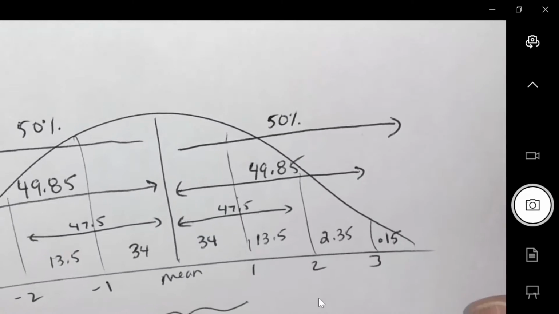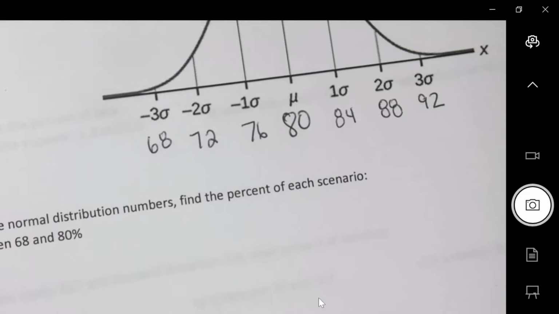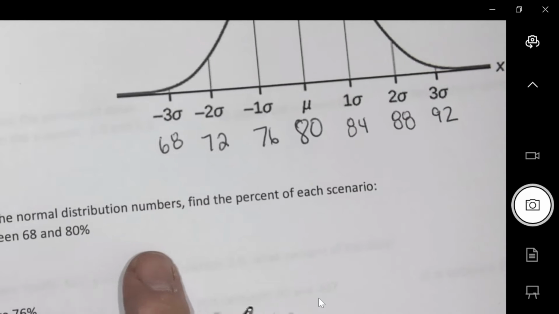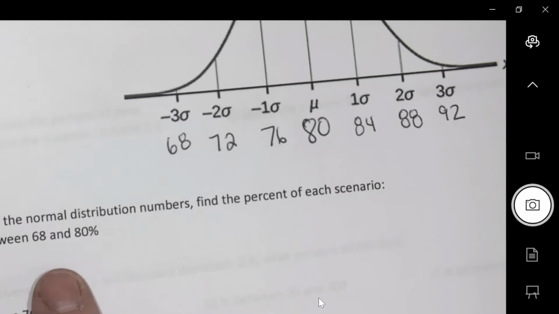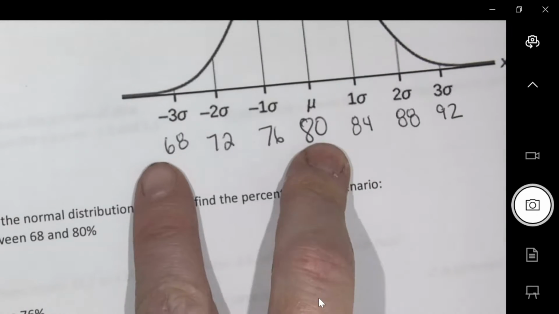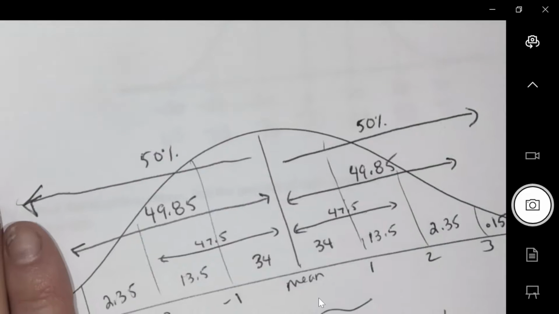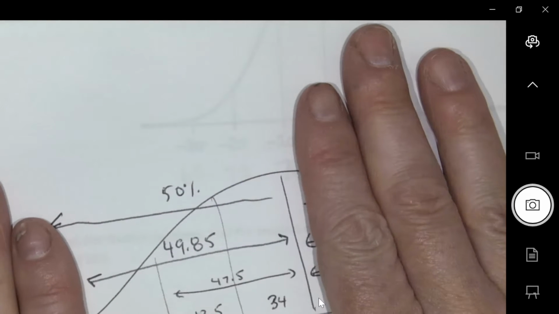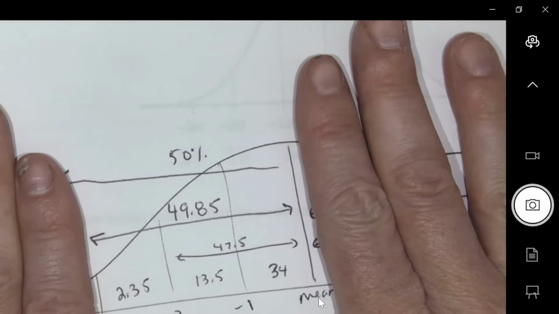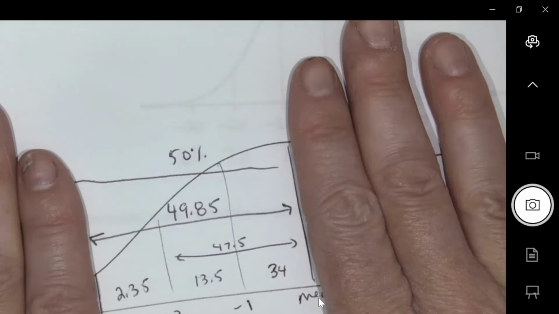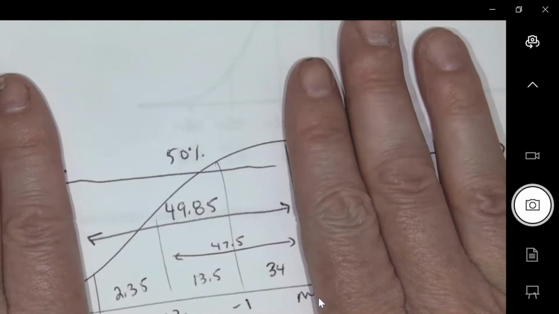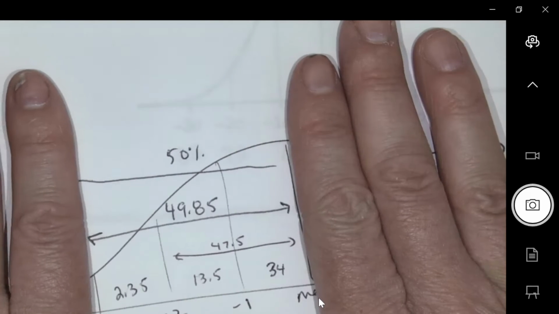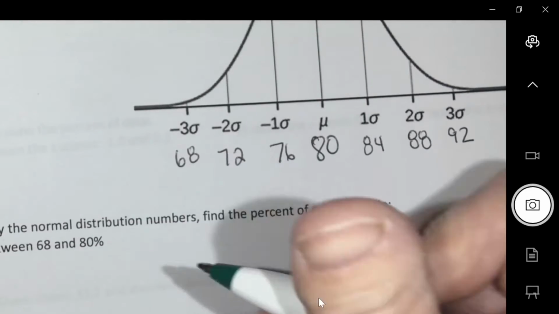Okay, so I'm going to look at this and answer the following questions. Using the normal distribution numbers, find the percent between 68 and 80. That would be between here and here. So my answer would be 49.85.